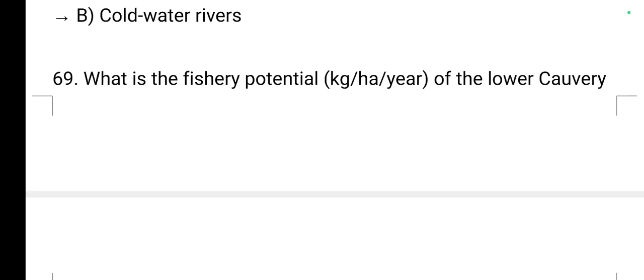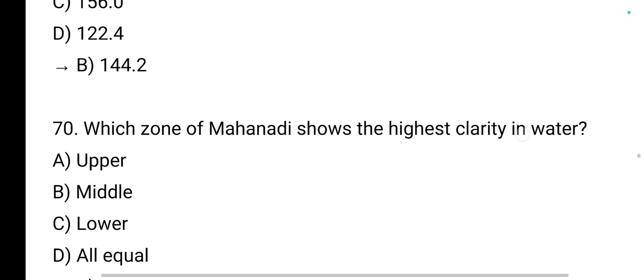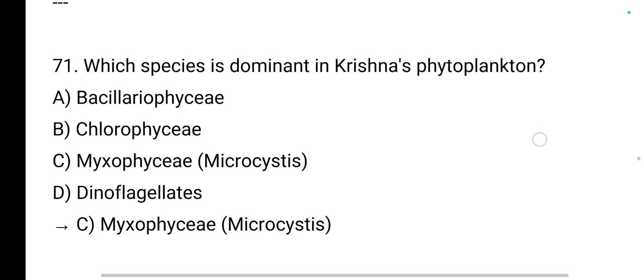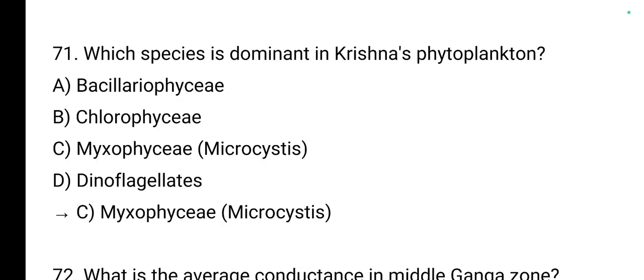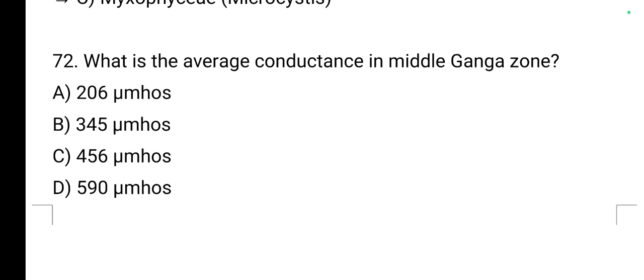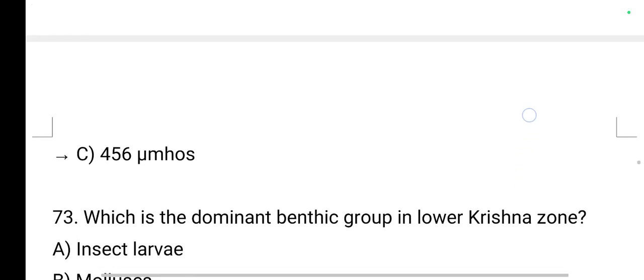What is the fishery potential, that is kilogram per hectare per year, of the lower Kaveri zone? So it is 144.2. Which zone of Mahanadi shows the highest clarity in water? So it is lower zone. Which species is dominant in Krishna's phytoplankton? So it is Myxophyceae, that is Microcystis. What is the average conductance in middle Ganga zone? So the correct answer is 456.